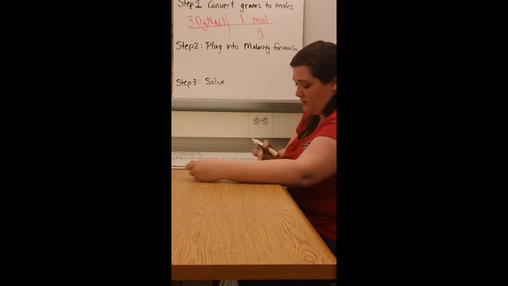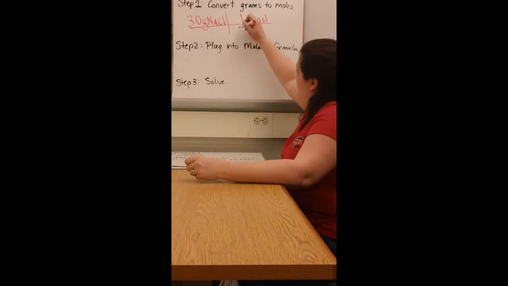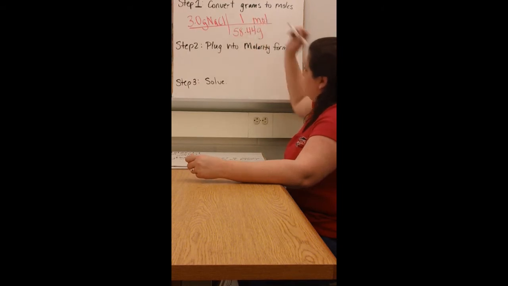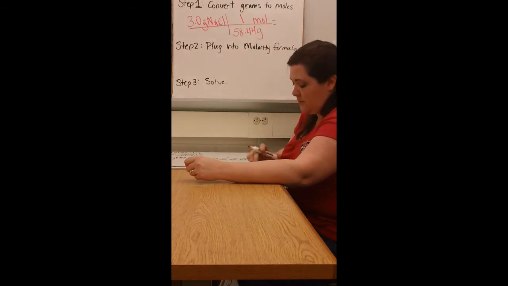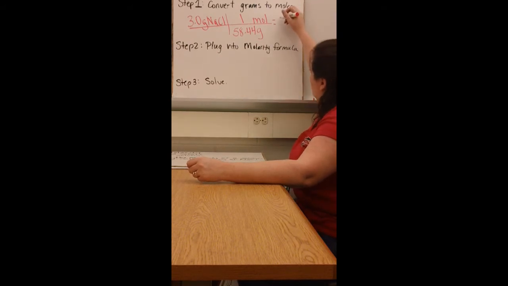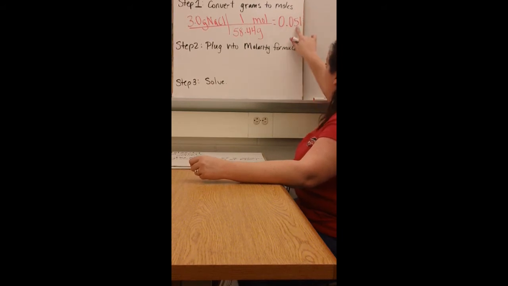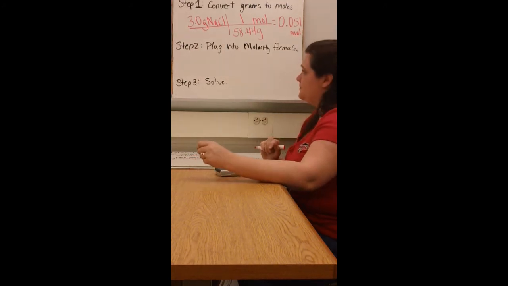And so we have 1 sodium, which is 22.99, plus 1 chlorine at 35.45, and that gives us 58.44. Since 58.44 is on the bottom, we're going to divide, and we get 0.051. I'm keeping 2 significant figures because that was what was given to me in my problem.